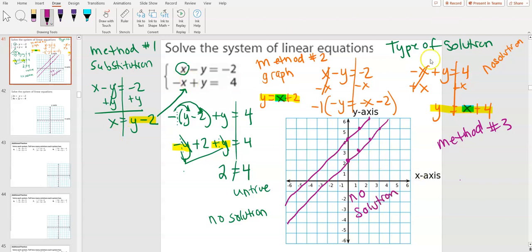Okay, so those are 3 different ways that I can solve this problem. It's up to you which one you use. You can use the same way every time. You can change it up based on the problem. You kind of have to pick what's easiest for you.